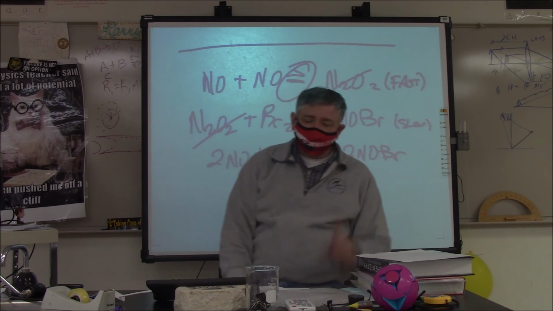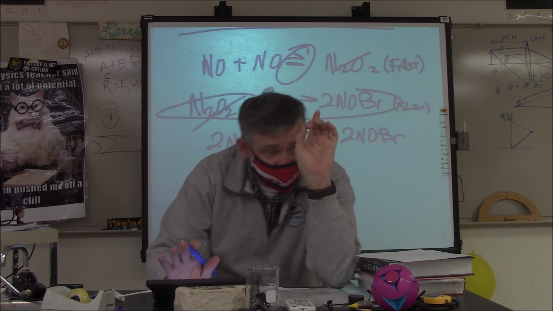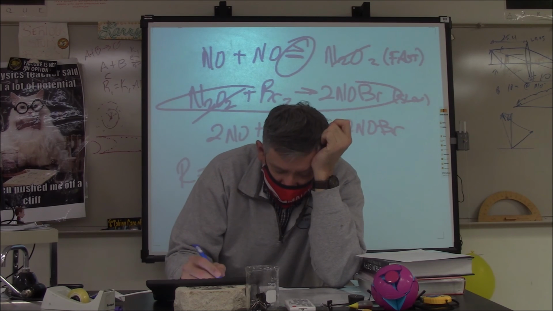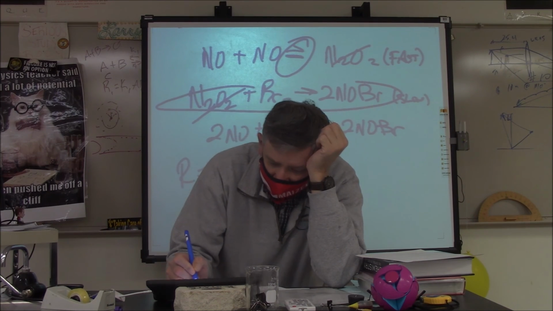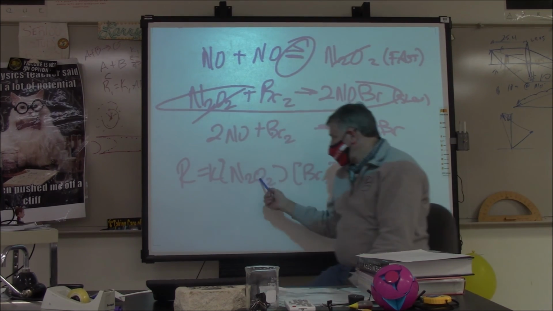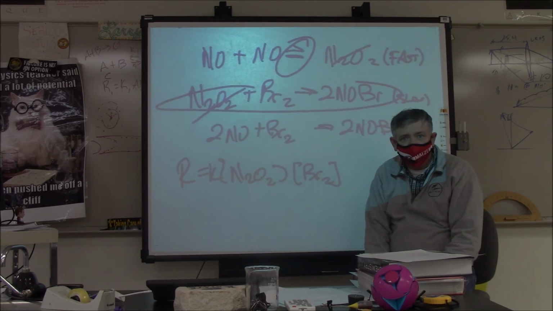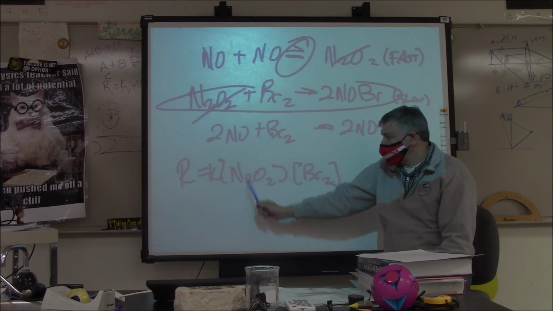So here's the deal. When I look at this being my slow step, if this was a one-step mechanism, I would say, oh, okay, that rate then is going to be some K times N2O2 times the concentration of Br2. But I can't have this in my overall reaction rate. Why? Because it's an intermediate. I'm going to produce it, I'm going to consume it, so I can't have this.